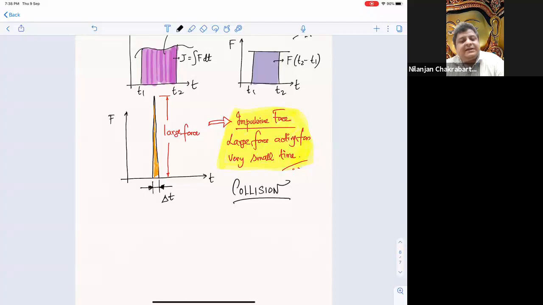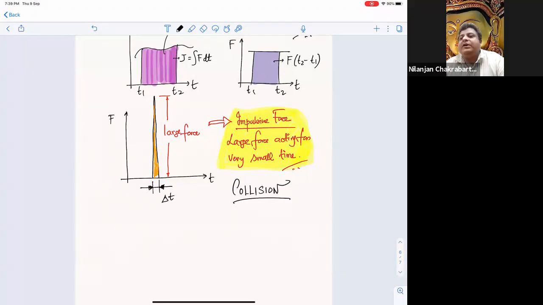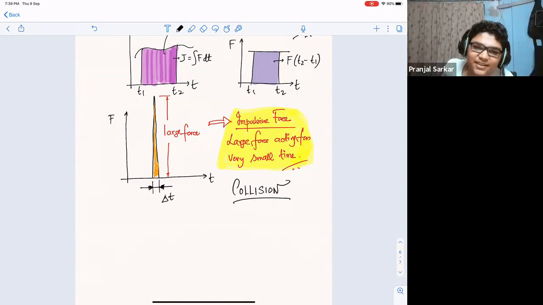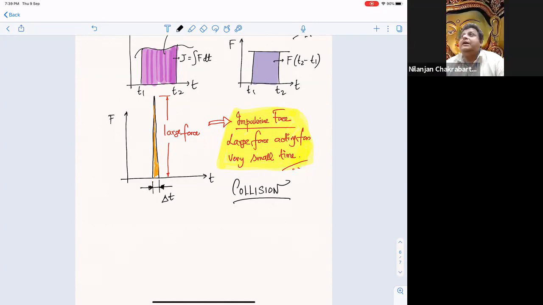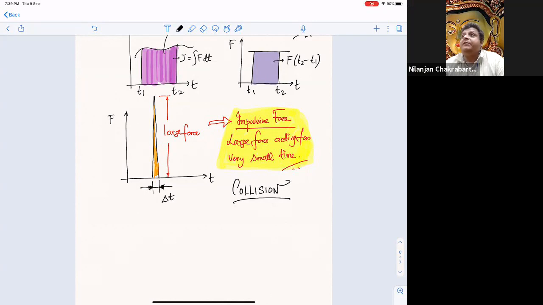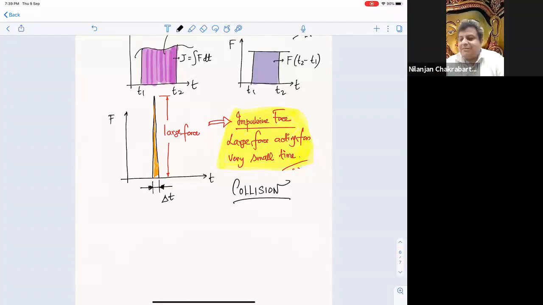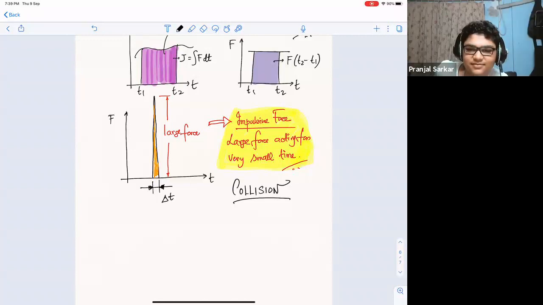Large force and small time. No one in the world has defined what is a small time and what is a large force. Yes sir, it's relative. How small is small, how large is large. If you say a large mammal, an elephant is a large mammal, but compared with a dinosaur, is it large? No. It depends on what you compare it with.